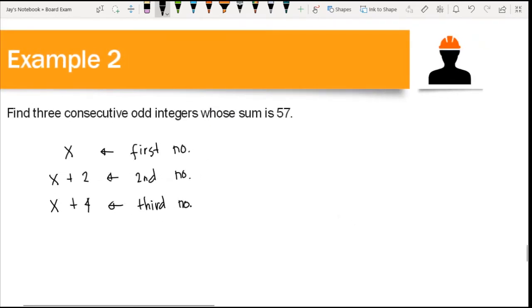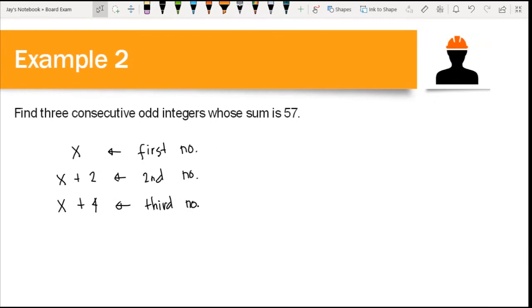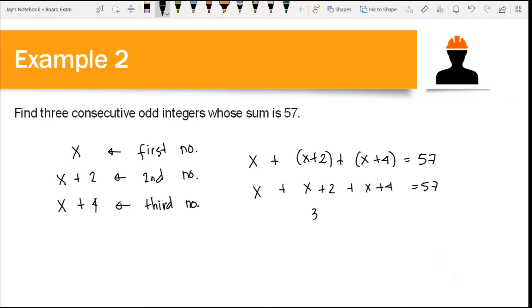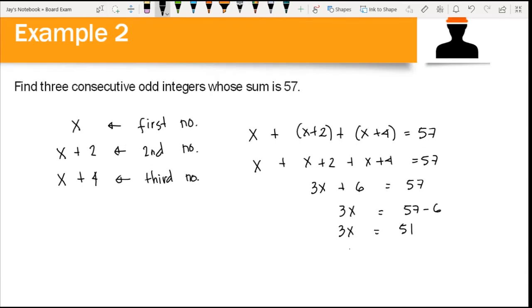Okay, now take note, if we add these three numbers, the result would be 57. So we have x plus 2 plus x plus 4. The answer would be 57. So we have here x plus 2 plus x plus 4 equals 57. That means we have 3x plus 6 is equal to 57. Correct? So we have 3x is equal to 57 minus 6. We have 3x is equal to 51. So we have x equal to 17.